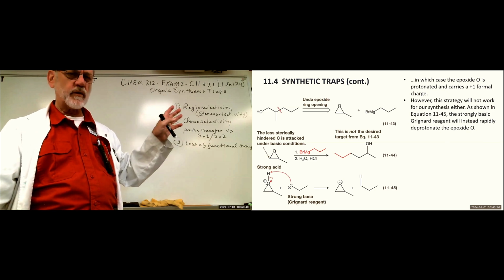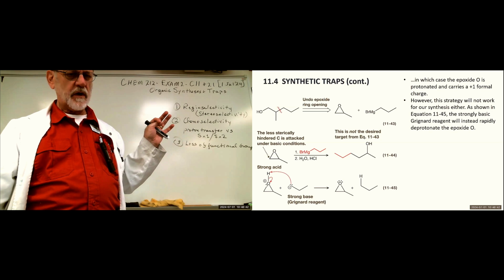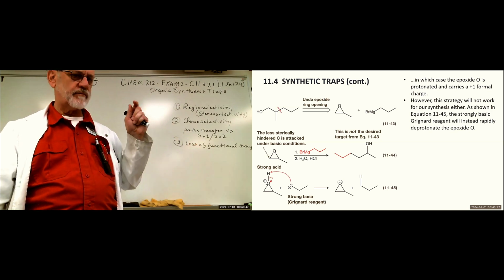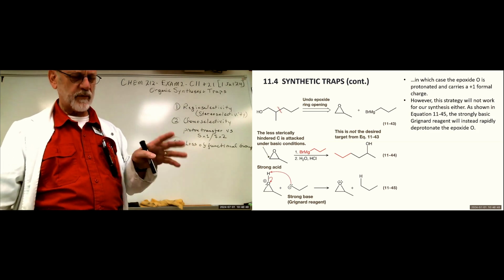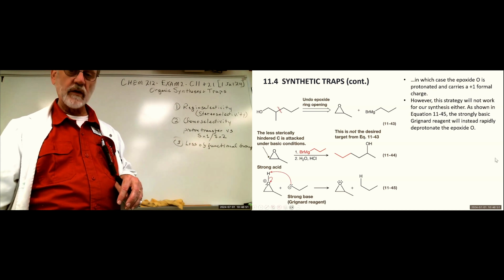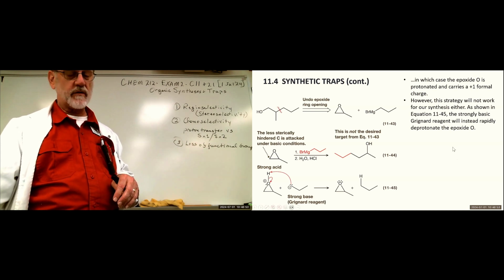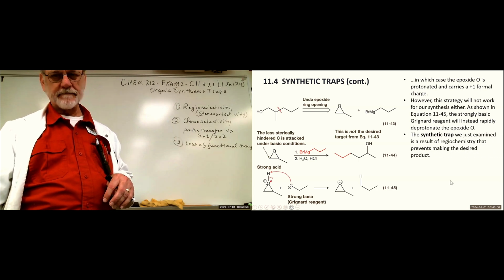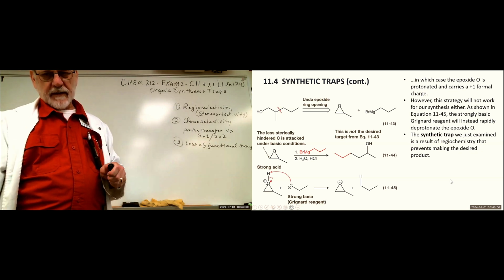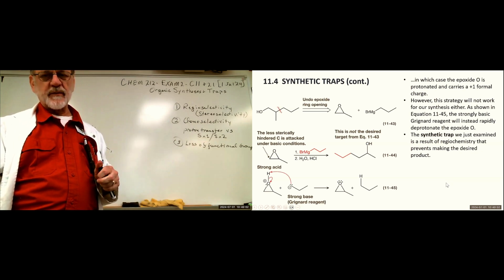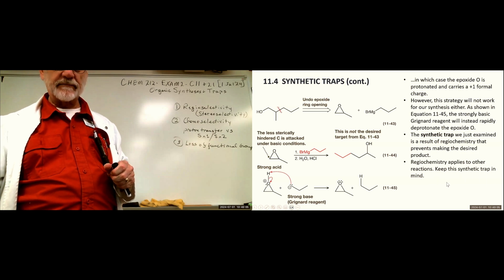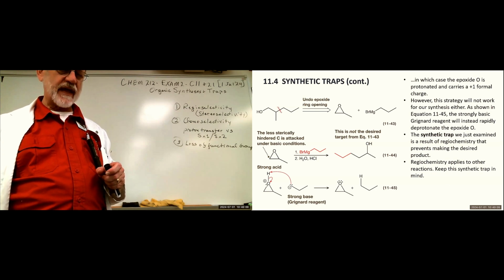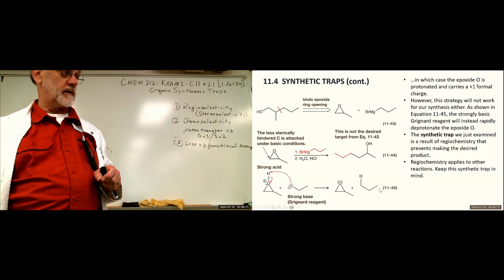I think there was a reaction we had in the past where we had basic conditions versus acidic conditions, and protonating the oxygen helped the reaction to proceed the way we want it to. But in this case, it won't, not with a Grignard reagent. This regiochemistry prevents making the desired product. That's just an example where we tried to fix it, but it didn't work.